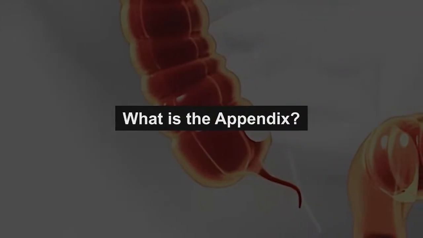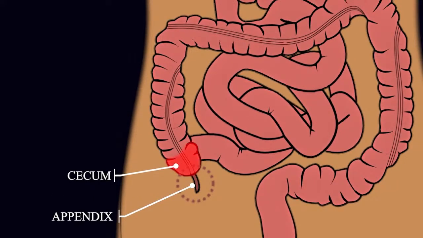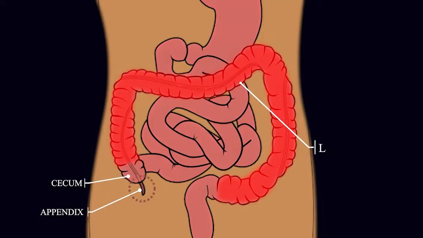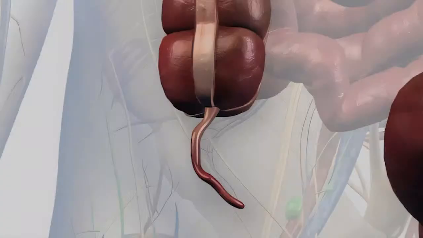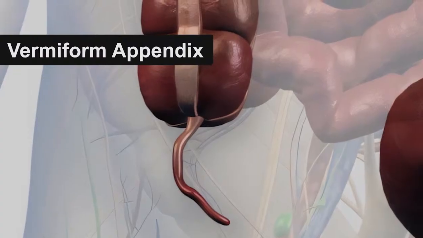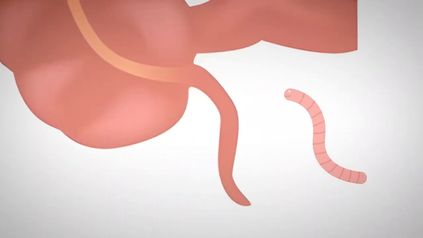What is the appendix? The appendix is a small, tube-like structure that sticks out from the cecum, which is the first part of the large intestine. It's found in the lower right side of your abdomen. In medical terms, it is called the vermiform appendix, which means worm-shaped appendix because it looks like a small worm finger.